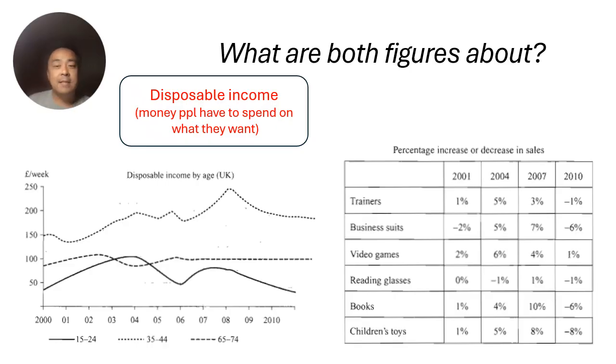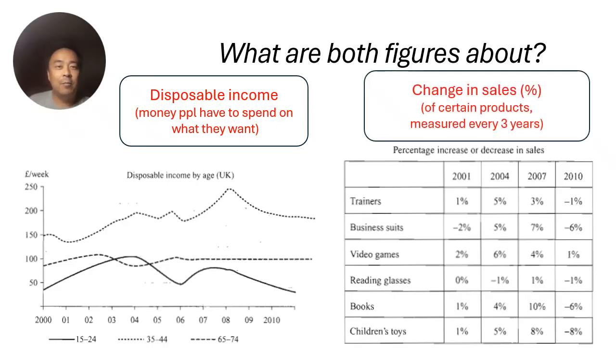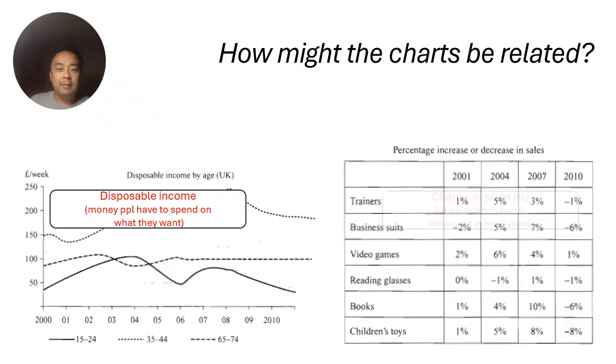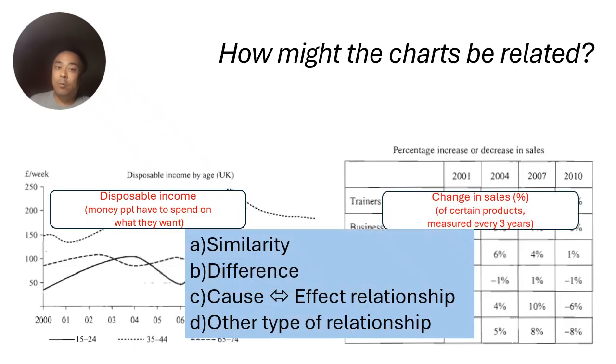Now, what does the table show us? The table shows us 6 things that people bought, or 6 things that were sold, and data is collected over 4 years. And it reflects a change in sales up or down in these periods. Now, what's the second question? How might there be a relationship or correlation between the charts? Well, if you've got money and you spend money, which of these 4 might it be? That's right. There must be, or there could be, some cause-effect relationship.